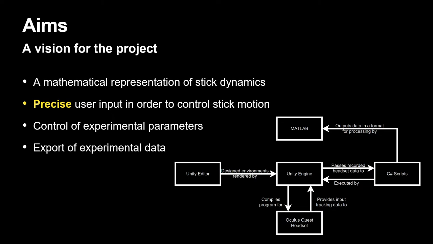The project specification. This shows a high-level overview of what we want to achieve in the end. It's important to keep this goal in mind when you're doing a project, because otherwise, if you lose track of things, you stop being able to make progress. So we want a mathematical representation of stick dynamics, ideally. We want precise user input through the controller in order to control the stick motion in VR. We want control of experimental parameters, and we want to export experimental data.